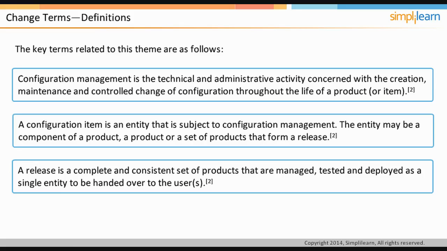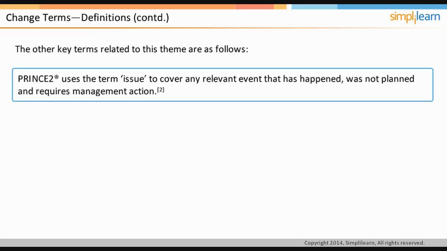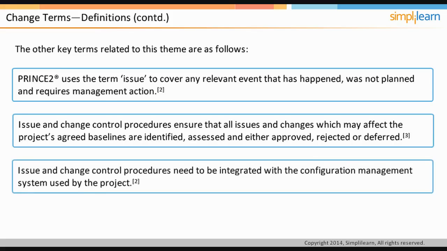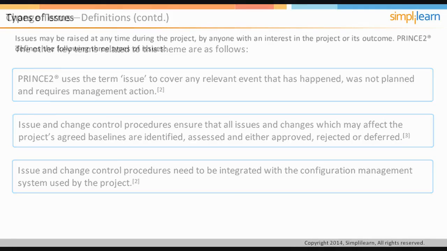We will continue our discussion of key definitions in the following screen. Issue is any relevant event that has happened, which was not planned and required management action. Issue and change control procedure ensures that all the issues and changes which affect the project's agreed baselines are identified, assessed, and approved, rejected, or deferred. Issue and change control procedure needs to be integrated with the configuration management system used by the project. In the next screen, we will look at the different types of issues.